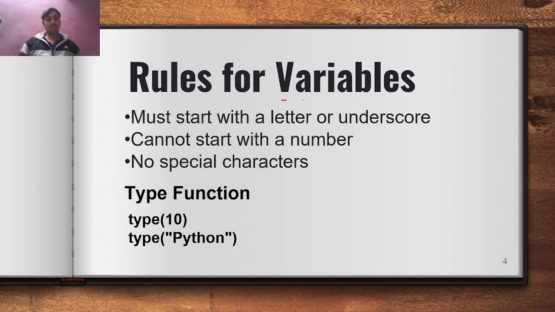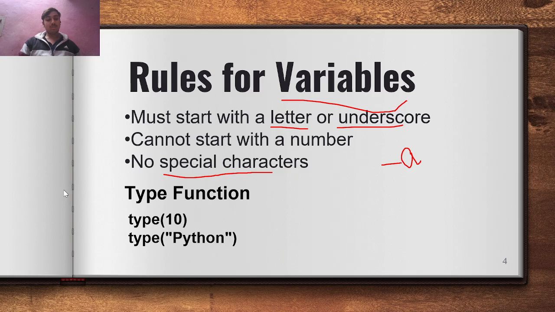Talking about the rules for variables, there are a few rules to write a variable. It must start with a letter or an underscore. Whenever we create any variable in Python, we must start with an underscore or a letter. No spaces, and no special characters except underscore. Things like at the rate, hashtag, and hyphen cannot be used. Only underscore is allowed, and it cannot start with a number.